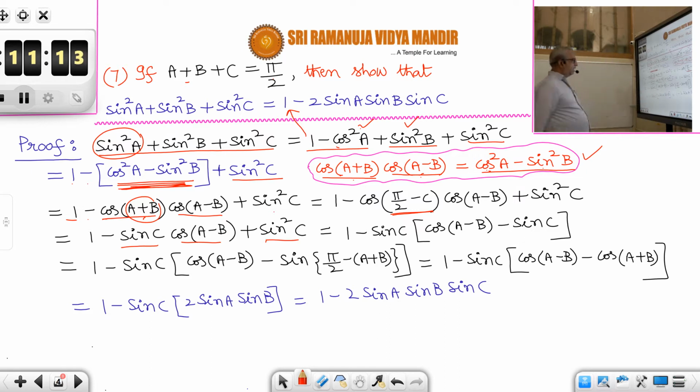So that now you can take minus sin C common. 1, okay. In the second term and third term, minus sin C I am taking common. So in the bracket I get cos(A minus B) minus sin C. Here minus sin C. But how do you write this C? This C is nothing but pi by 2 minus (A plus B).